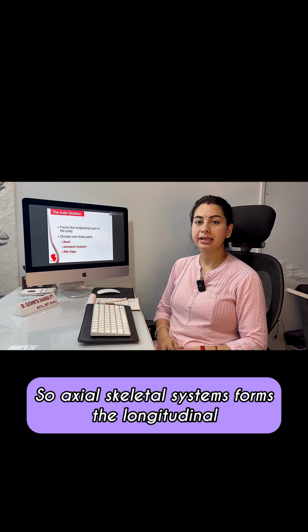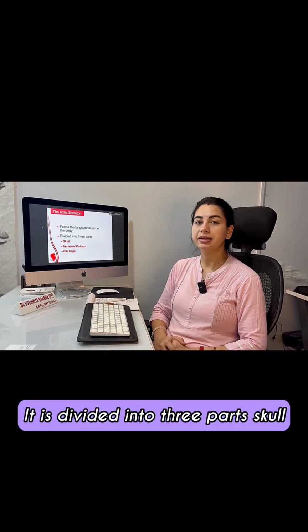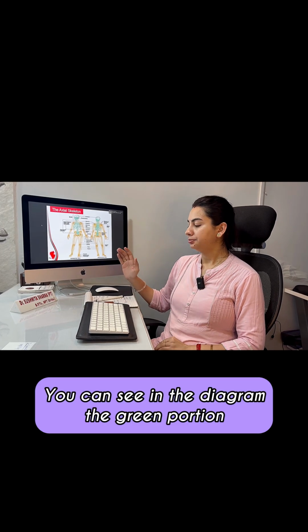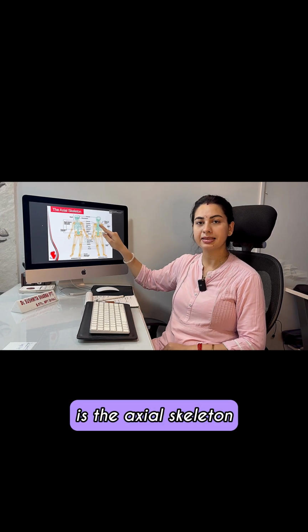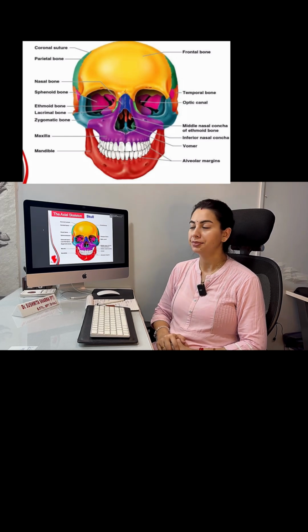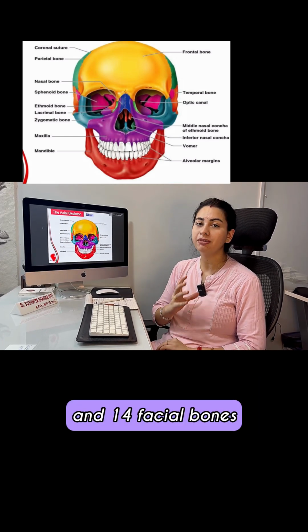The axial skeletal system forms the longitudinal part of the body. It is divided into 3 parts: skull, vertebral column and thoracic rib cage. You can see in the diagram, the green portion is the axial skeleton. So we'll move to the first part, skull. In the skull we have 8 cranium bones and 14 facial bones.